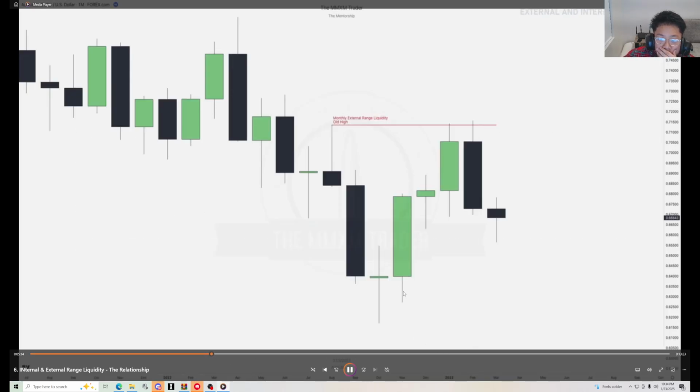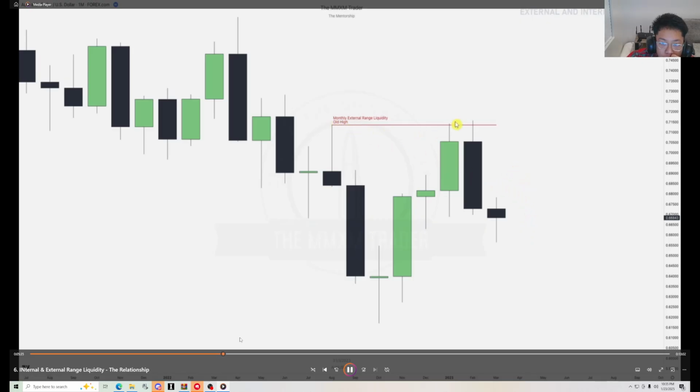Now let's look, where is the monthly external range liquidity over here, right? So we raid this external range. Now, without going further, where does your eye draw to here? You should be looking at an internal range liquidity in the form of a fair value gap, right?